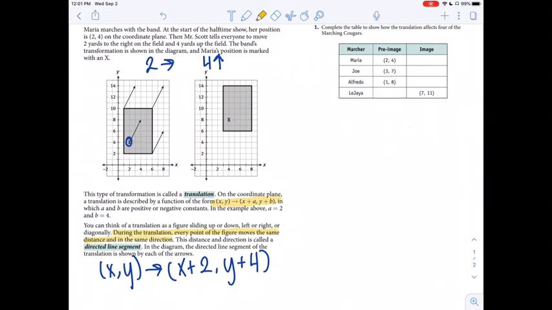This distance and direction is called a directed line segment. In the diagram, the directed line segment of the translation is shown by each of the arrows. So these arrows right here are the directed line segment showing the movement of the object.